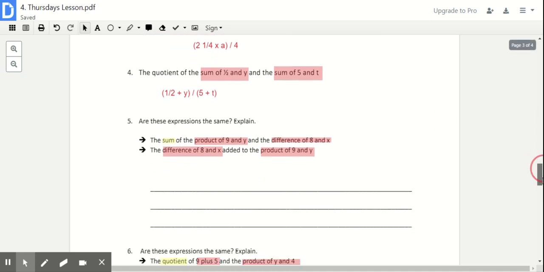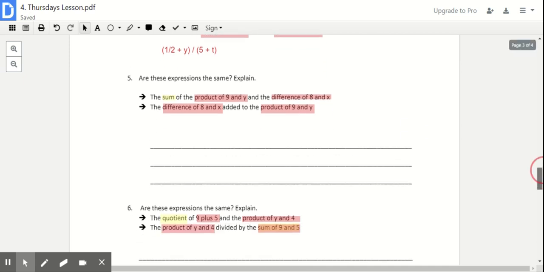Number 4, the quotient of the sum of half and y and the sum of 5 and t. So if they're asking for quotient, what should I be doing after I put my two groups together? Correct, dividing. So I put my first group of a half plus y divided by 5 plus t.